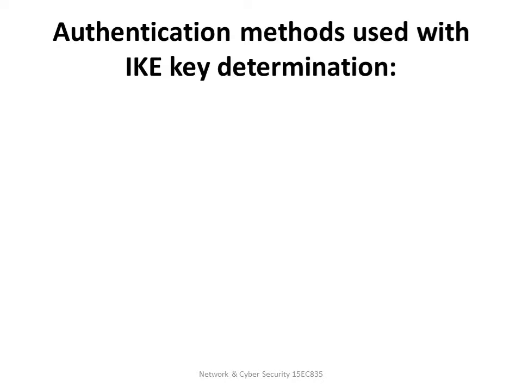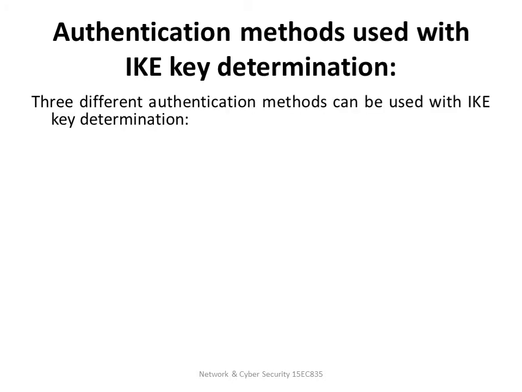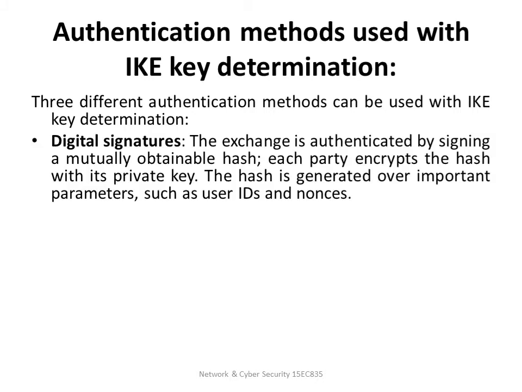Now, authentication methods used in IKE key determination. Three different authentication methods can be used with IKE key determination. That is digital signatures. The exchange is authenticated by signing a mutually obtainable hash. Each party encrypts the hash with its private key. The hash is generated over important parameters such as user IDs and nonces.